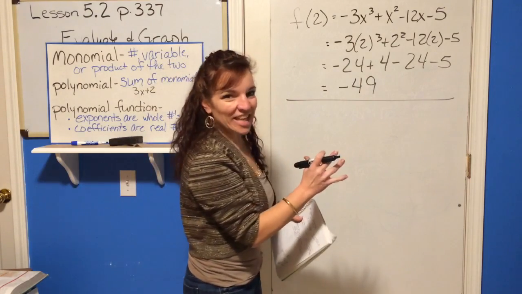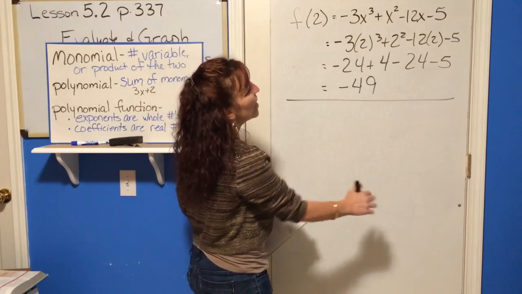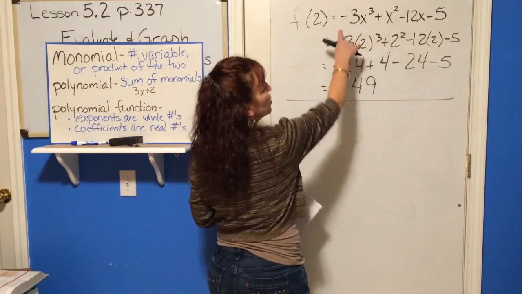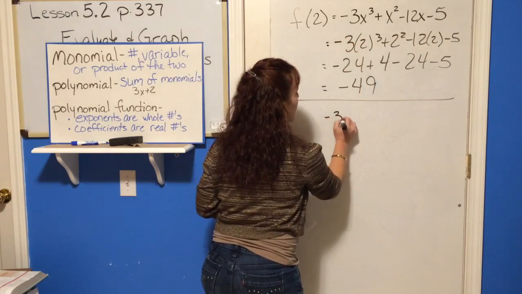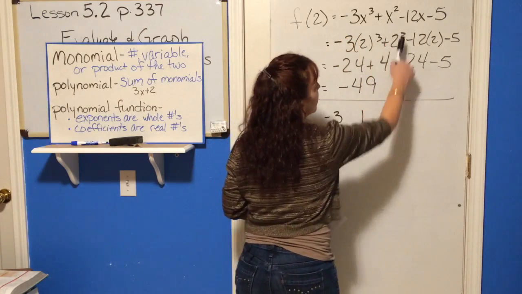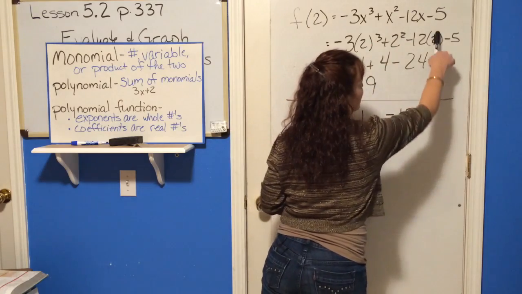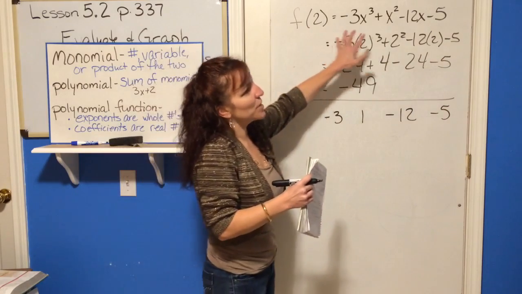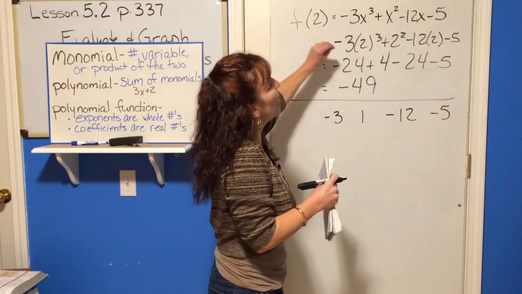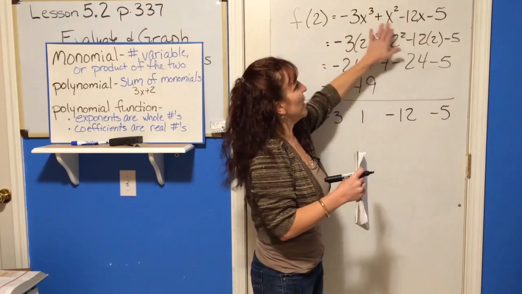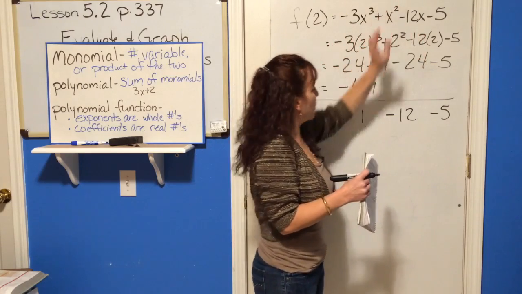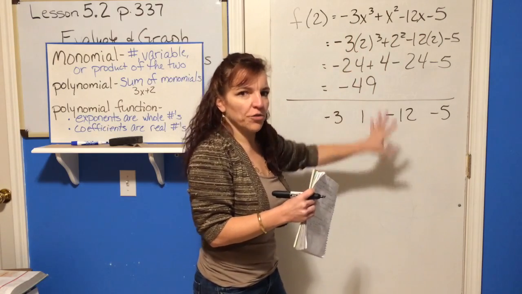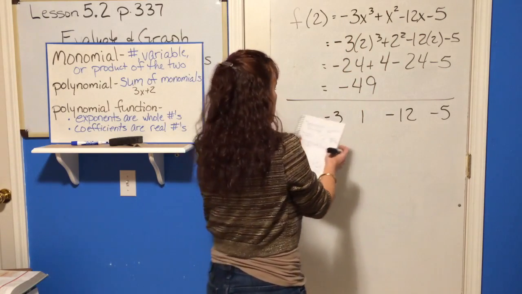What you're going to do with synthetic substitution is take the coefficients of each term, just the coefficients. So you're going to take the -3, a 1, a -12, and a -5. One thing to tell you, because I didn't use an example that did this: if you're missing one of these terms, if you didn't have an x² term, you would need to put in a 0 where that x² term would go in order for this process to work. All right? Okay.